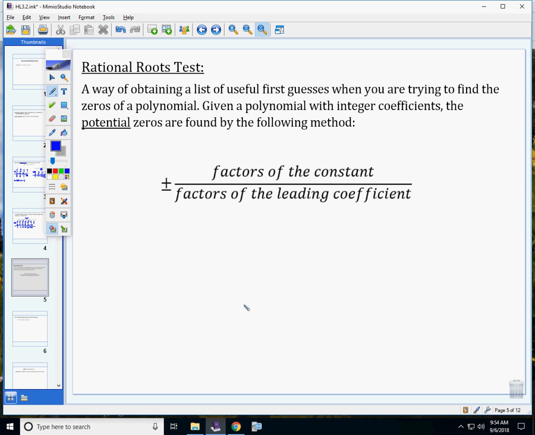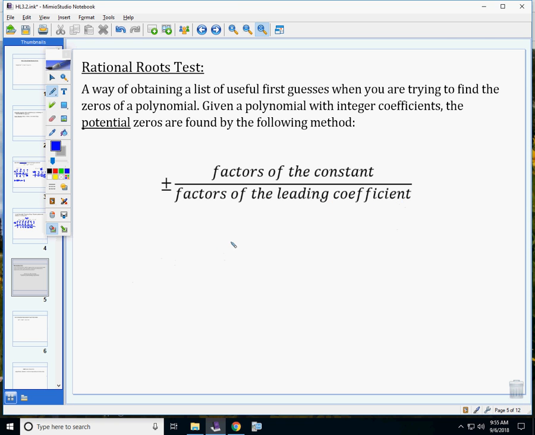Alright, with factors, they don't always give you the factor. You will have to factor it completely yourself. So there's a way of obtaining a list of useful first guesses when you are trying to find the zeros of a polynomial. Given a polynomial with integer coefficients, the potential zeros are found by using this method. Take the factors of the constant divided by the factors of the leading coefficient.